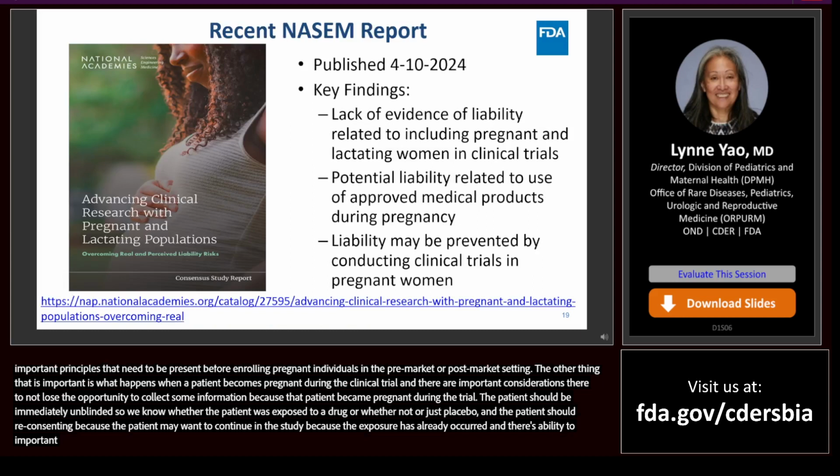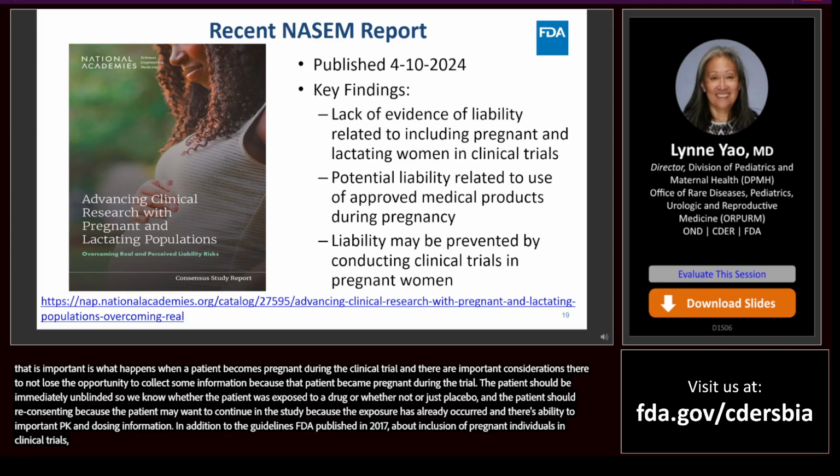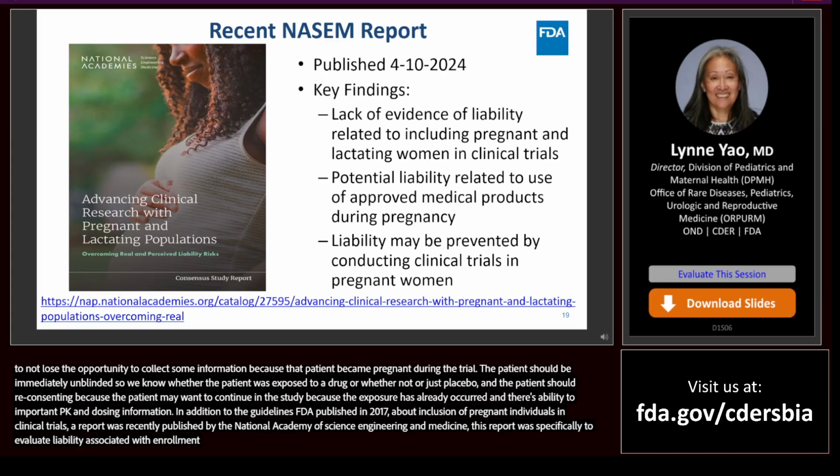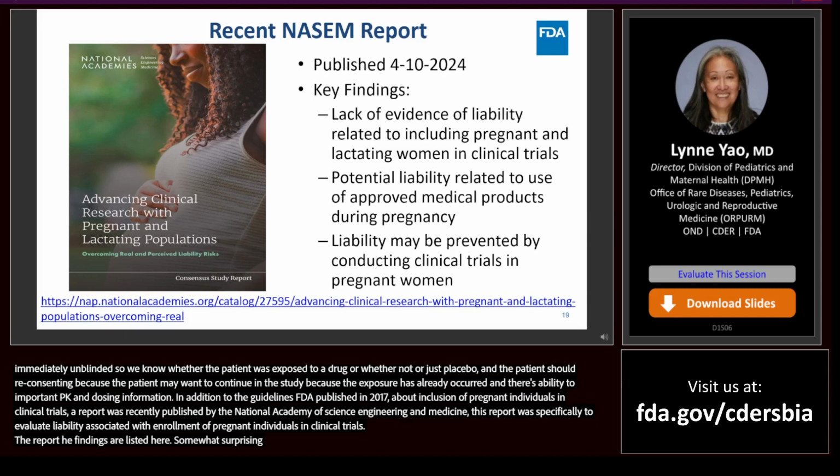So in addition to the guideline that FDA published in 2017 about inclusion of pregnant individuals in clinical trials, a report was recently published by the National Academies of Science, Engineering, and Medicine. This report was specifically to evaluate liability associated with enrollment of pregnant individuals in clinical trials. The report's key findings are listed here, and somewhat surprising. And again, I would be happy to discuss this offline with those of you who might be interested.